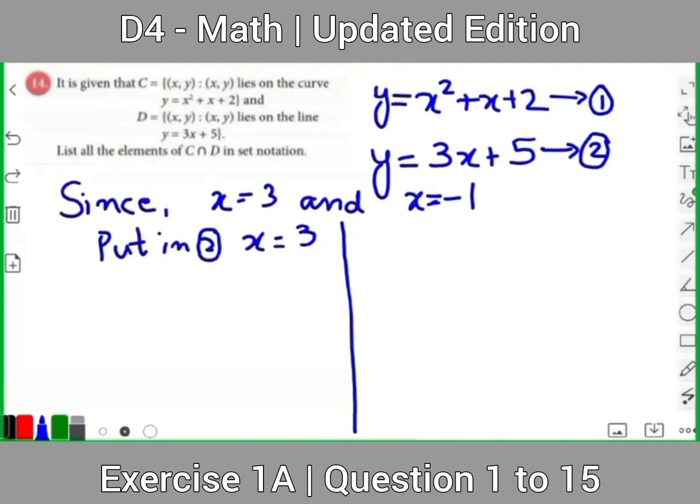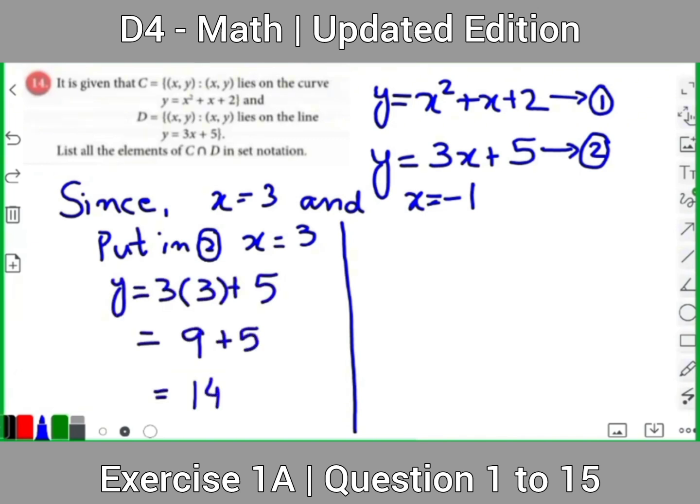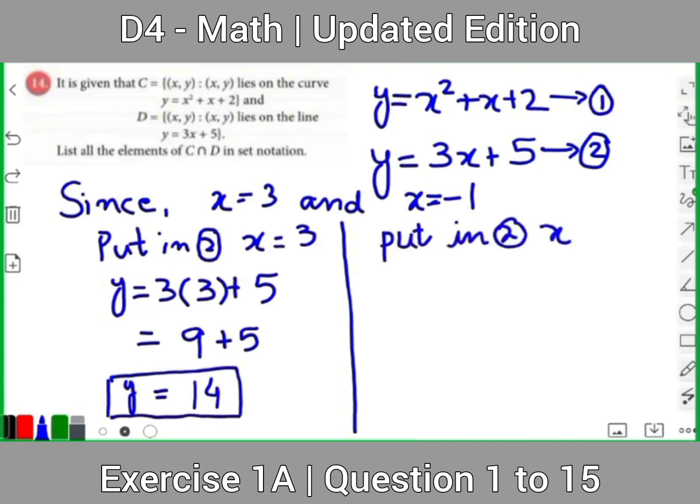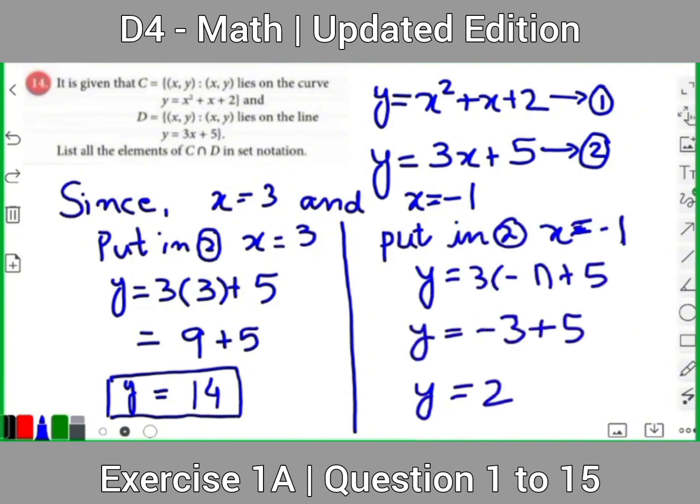Now to find the values of y, first we have to put x equals 3 in equation 2. So we have y equals 3 into 3 plus 5. And now 3 into 3 gives us 9, plus 5 equals 14. So the first value of y is 14. Now to find the second value of y, we have to put x equals minus 1 in equation 2. So we have y equals 3 into minus 1 plus 5, which is minus 3 plus 5, and we get y equals 2.